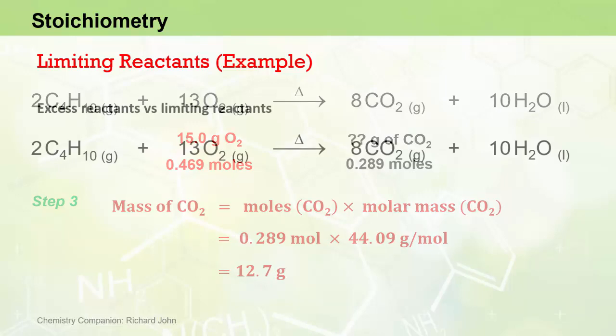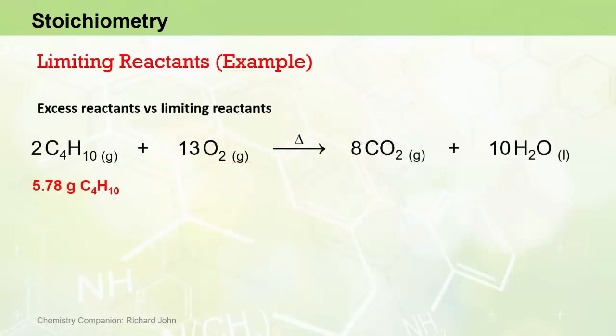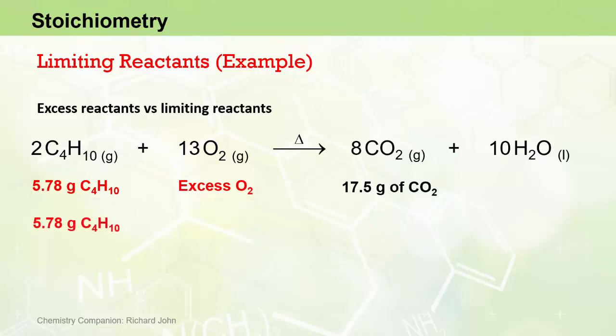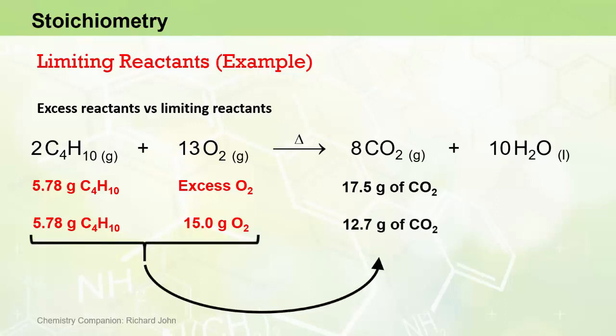grams. So in the first scenario for the combustion of butane, we had 5.78 grams of butane present in an excess of oxygen, and we produced 17.5 grams of carbon dioxide. In the subsequent scenario, we again had 5.78 grams of butane, but this time we had a limited supply of oxygen, only 15.0 grams of oxygen available. And in this scenario, we only produced 12.7 grams of carbon dioxide. And that's because the oxygen limited the reaction. The oxygen ran out first, and there was some leftover unreacted butane, and therefore less carbon dioxide was ultimately produced.